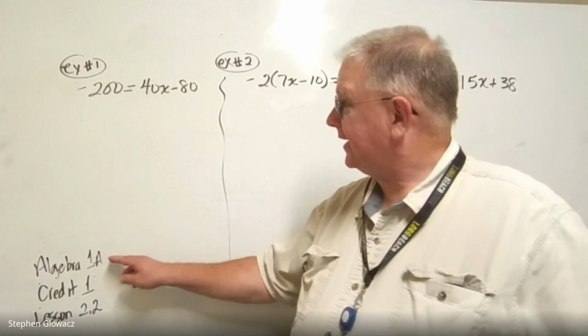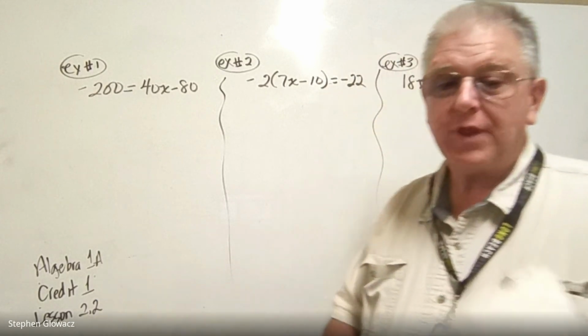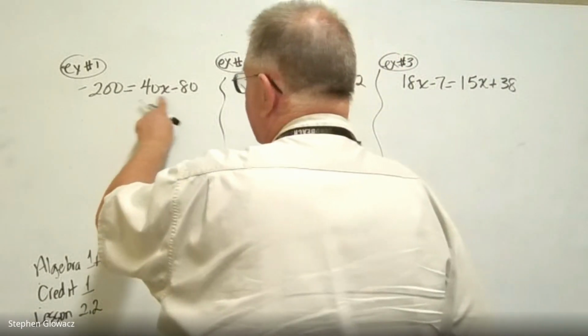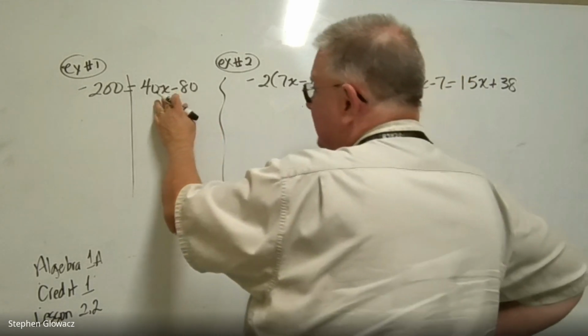Okay, so this is the examples for Algebra 1A, Credit 1, Lesson 2.2. All right, our first example, for number 1, we have negative 200 equals 40x minus 80. We're focused on the right-hand side because that's where x is.